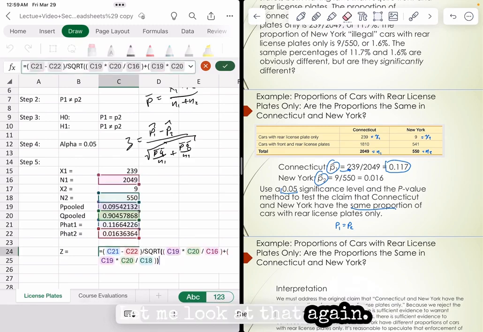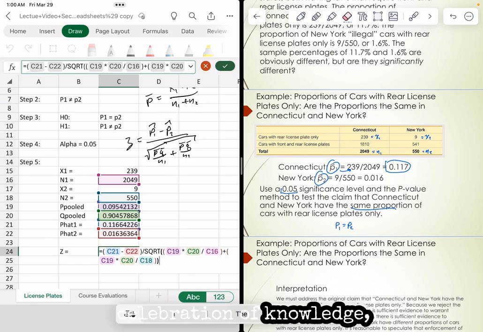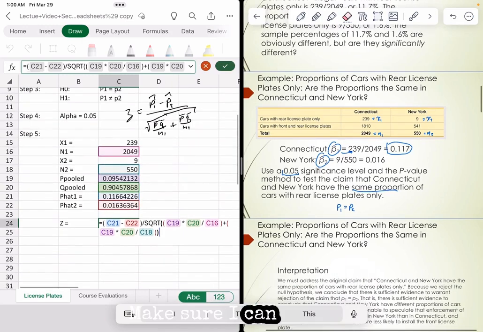Let me look at that again. Notice how I could click on it and see exactly what happened. On an exam, on the next celebration of knowledge, you will certainly need to do something like this, an Excel spreadsheet. You will lose points if I cannot click on the cell and see your formula. Make sure I can do that.